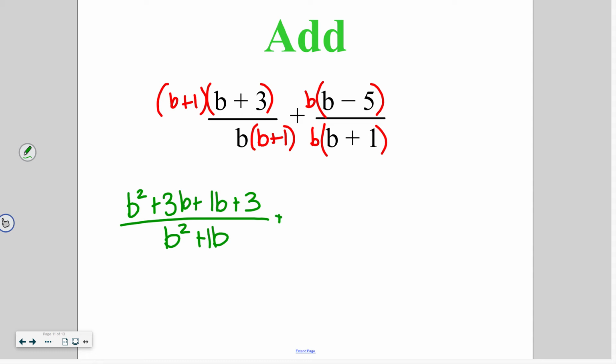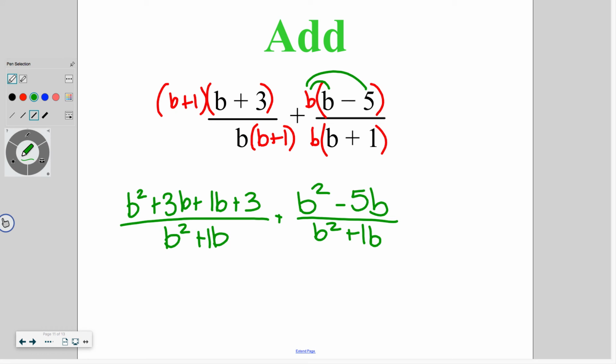Our second fraction then becomes a distributive property. b times b, which is b squared, minus b times 5, which is minus 5b. Again, over b squared plus 1b.